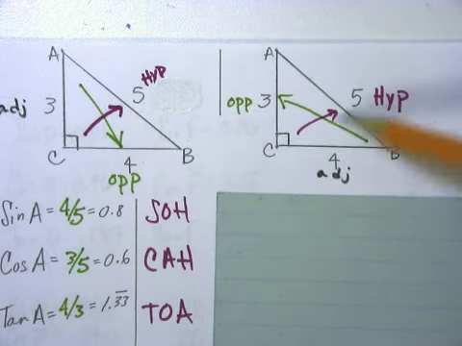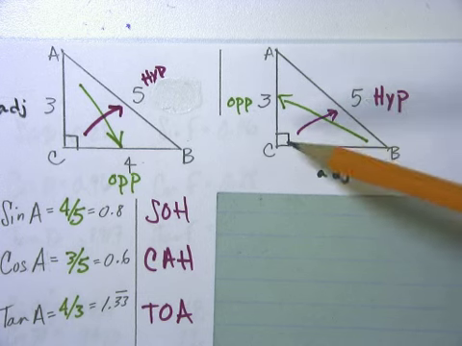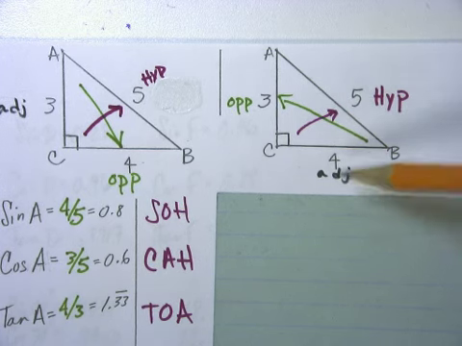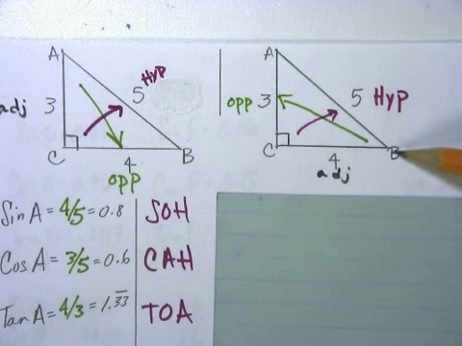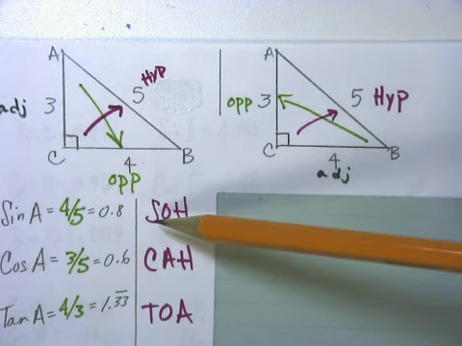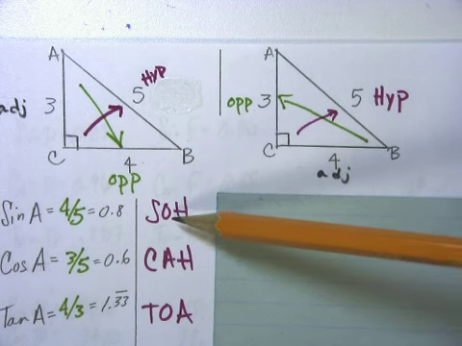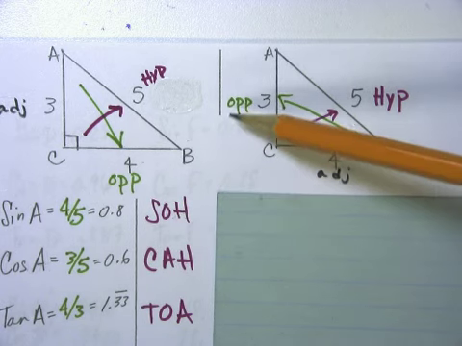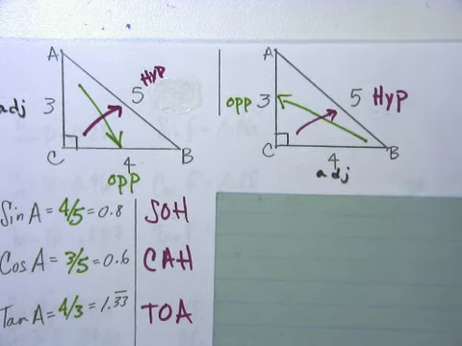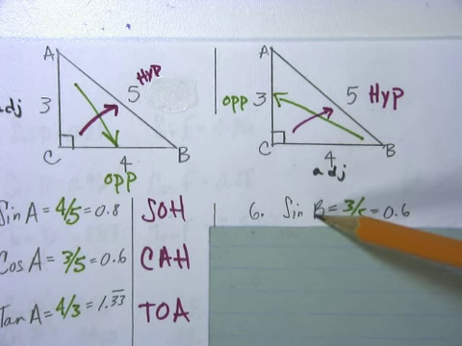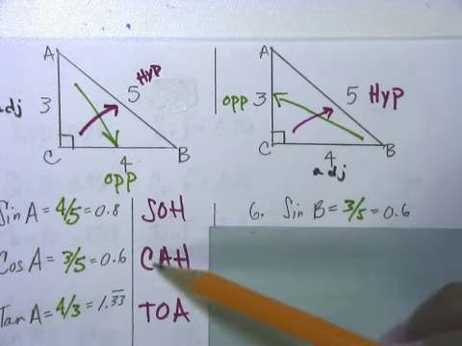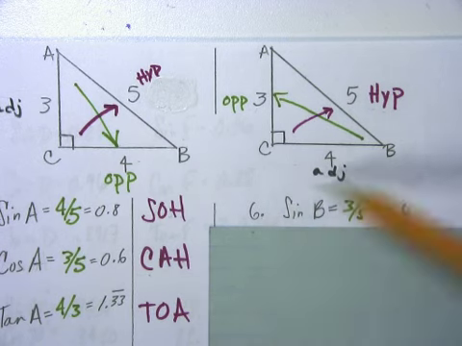Notice, by the way, guys, that the hypotenuse never changes. It never changes labeling. It's always the longest side of the right triangle. So now this is my adjacent side. Let's do the sine, cosine, and tangent of angle B. The sine function tells me that it is the opposite over the hypotenuse. Opposite of 3 over hypotenuse of 5. So that's 3 over 5, which is equal to 0.6. So the sine of angle B is 3 over 5, or 0.6.